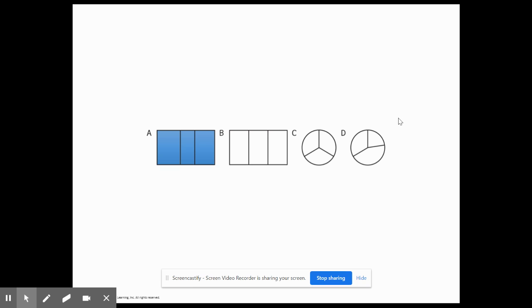When looking at a circle, C, the third shape, would represent congruent or fair shares for thirds because there are 1, 2, 3 parts. The last circle, or letter D, would represent non-congruent or unequal fair shares because this is the middle piece, this is the biggest, and this is the smallest piece of the thirds.